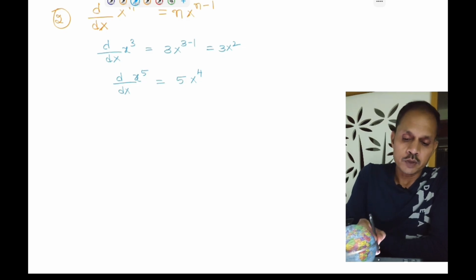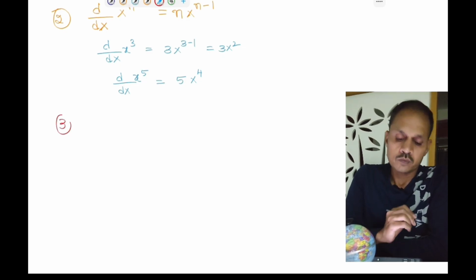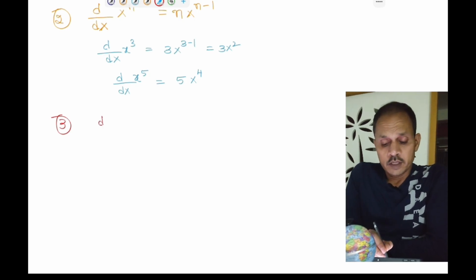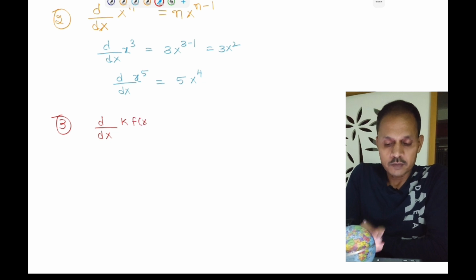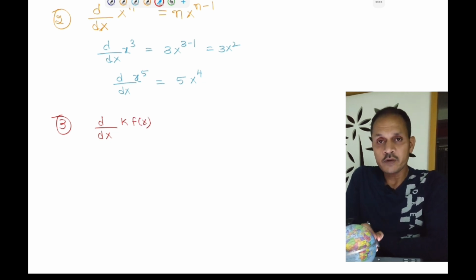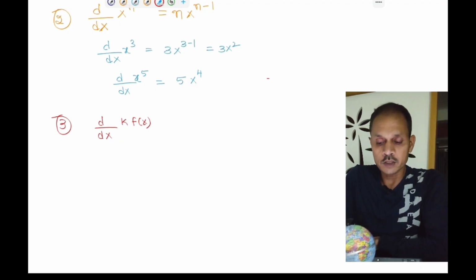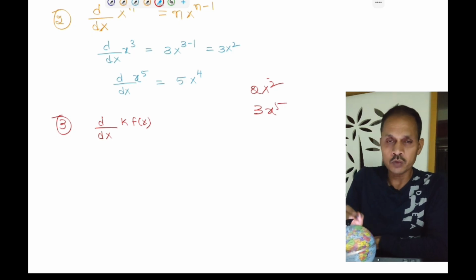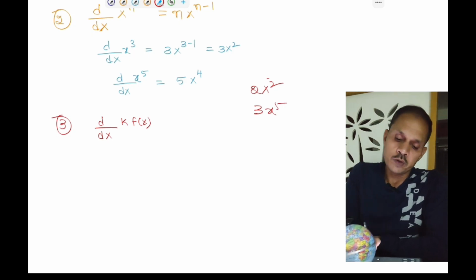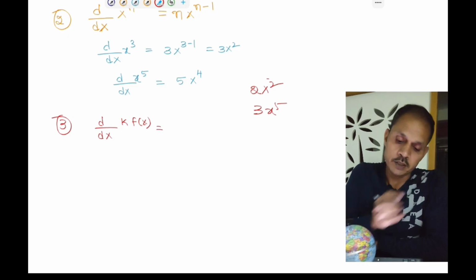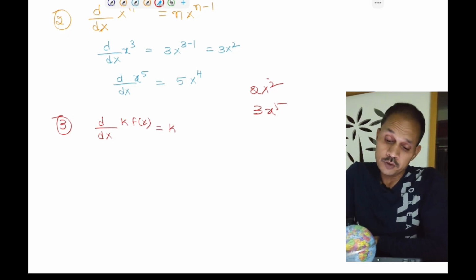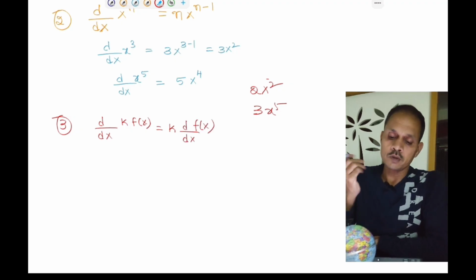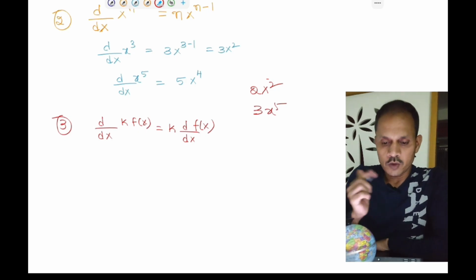Let's take the third equation. d by dx of some constant k into f of x. There is a constant multiplied with a function. Let's say some 2x square, or some 3x power 5, something like that. A constant into a function of x. Then what do we write? Simply bring the constant outside: k into d by dx of f of x. That's all. Simple. Let's solve a question.